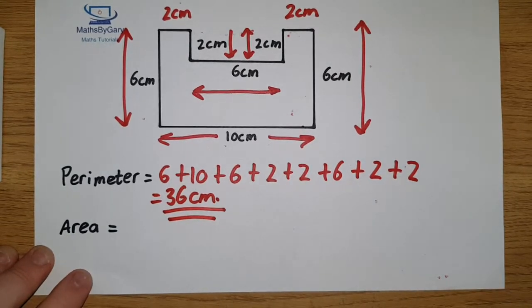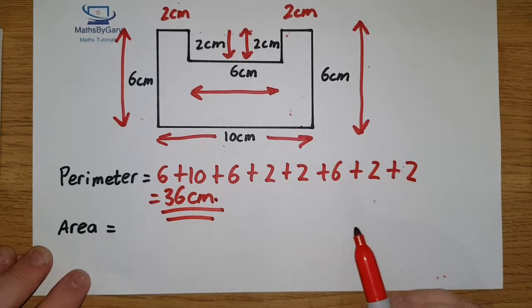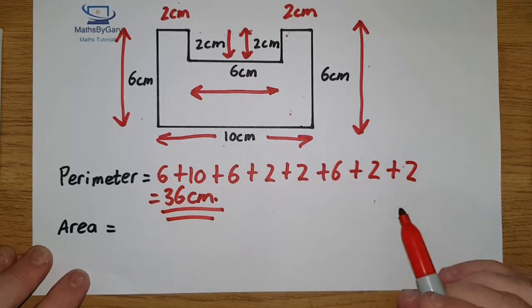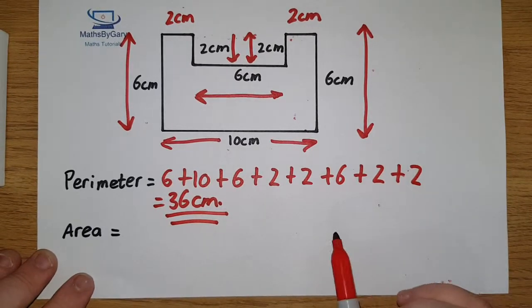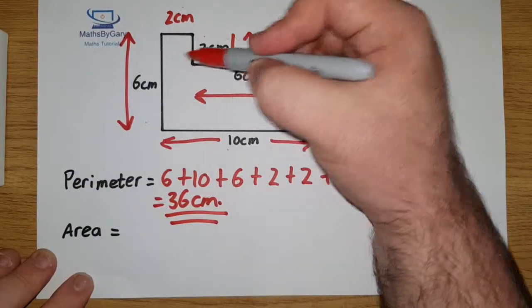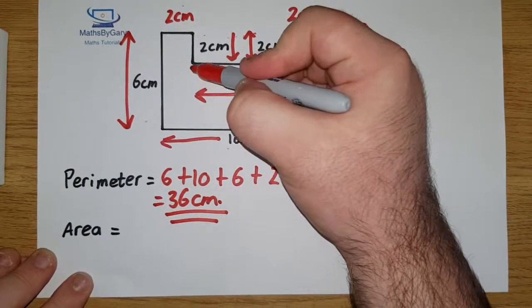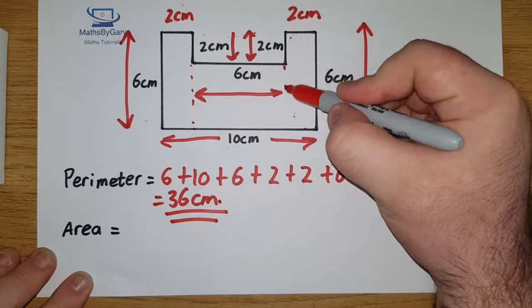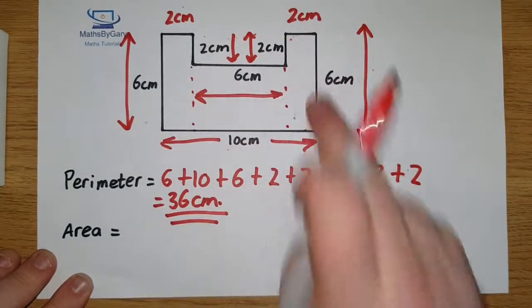Now the area of the shape. How do we find out the area of the shape? Well, if you look at it, what would be the easiest way to do it? We could split the shape into other shapes. We could split it into 3 rectangles. We could split here and here. So we'd have 1, 2, 3 rectangles.